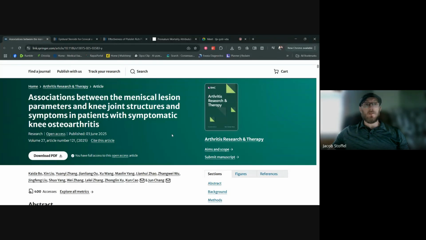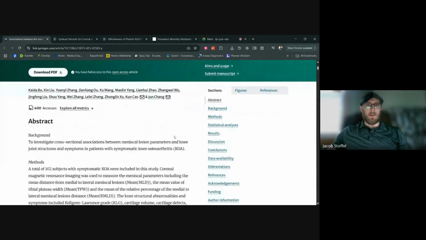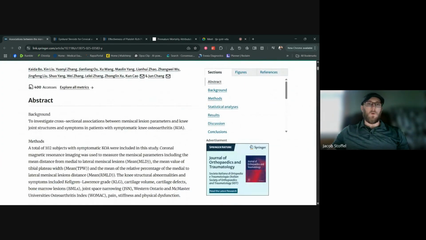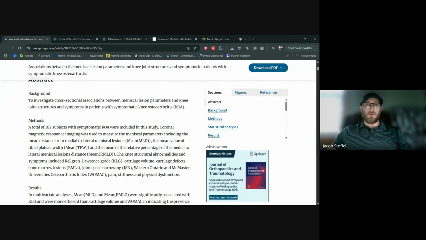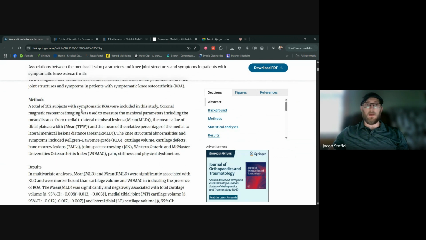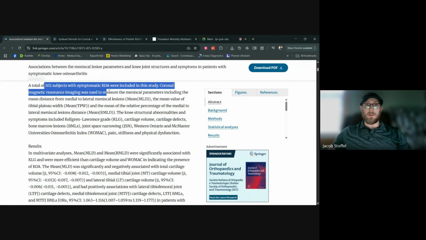First one, associations between meniscal lesion parameters in knee joint structures and symptoms in patients with symptomatic knee osteoarthritis. This one basically took a look at if you had a meniscus lesion, what did that mean for your risk factors as well as potential symptomatology with knee osteoarthritis. So what they did is they took 102 subjects with symptomatic knee osteoarthritis. They did a bunch of imaging to them.